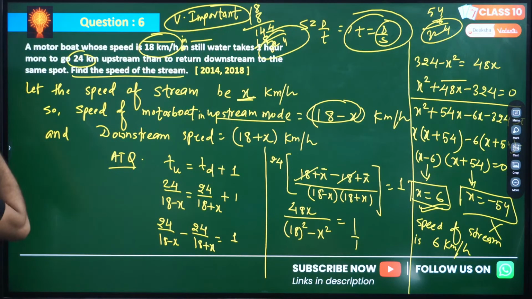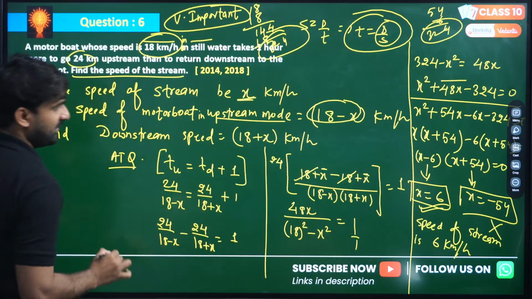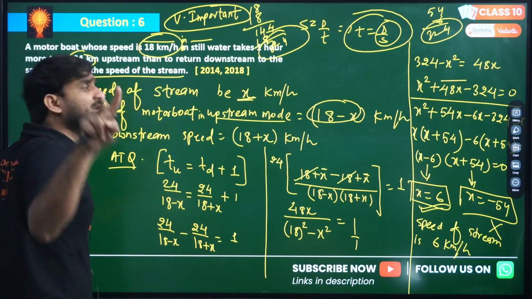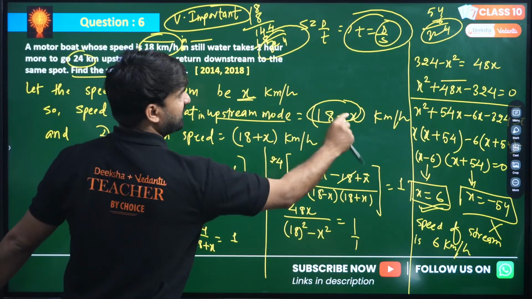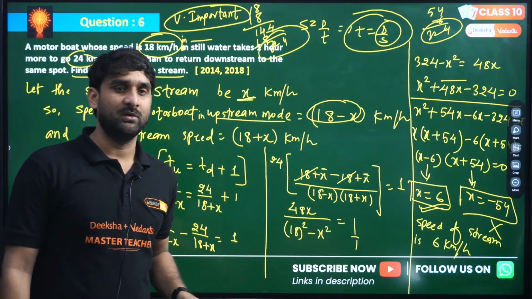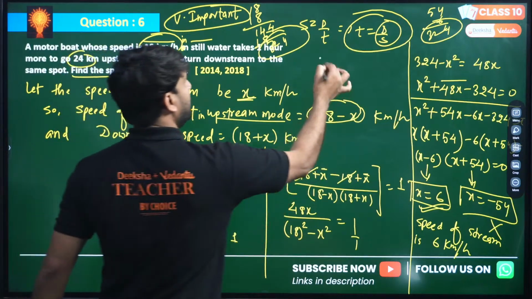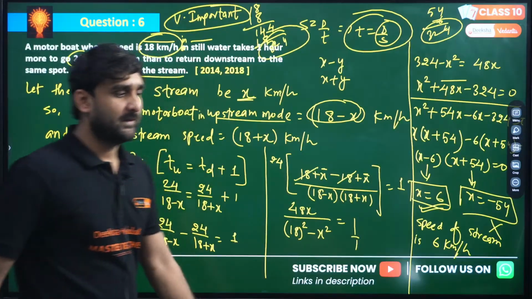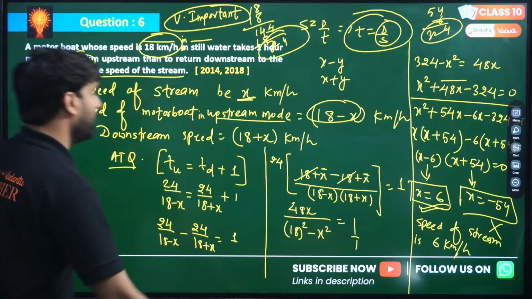Okay, downstream, upstream. So always write the equation of time in such questions. And time, you know, is distance by speed. But keep two things in mind. In upstream condition, speed is written in this form, 18 minus x. If the speed of boat is not given, if the speed of boat and speed of stream both are unknown, it would be x minus y upstream and x plus y downstream. x minus y is upstream speed and x plus y is downstream speed. Okay, keep it in mind.